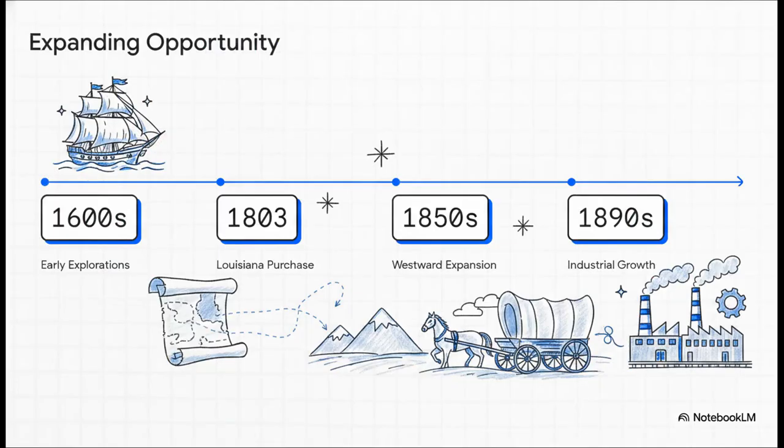Let's zoom in on that first theme to see it in action. Think back to the early 1600s, where we have early explorations. Fast forward to 1803, and boom, we hit the Louisiana Purchase. Then the mid-1800s brings this massive wave of westward expansion, and by the late 1800s, we see explosive industrial growth. You can literally see how this single, unbroken theme of expanding opportunity moves continuously through time, constantly pushing the nation forward.